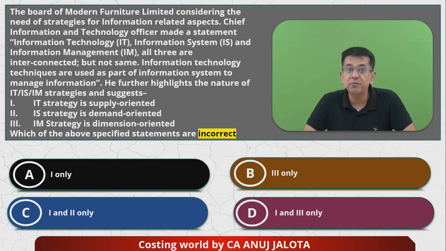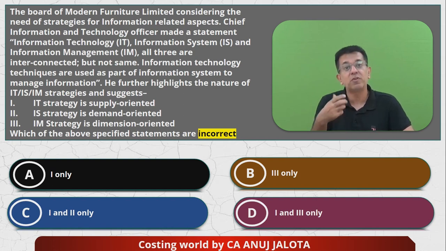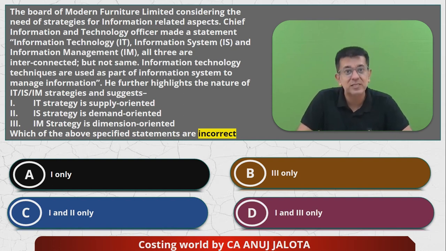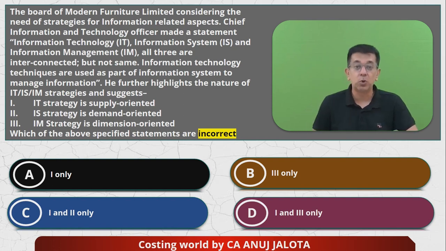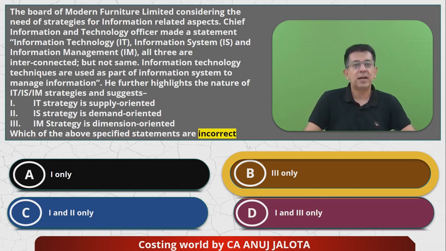So out of the four options, the first one, IT strategy is supply oriented, is perfectly correct. Whatever is there in the market, you will try to use it. IS strategy is demand oriented. Obviously, yes, based upon the needs of the consumer, we think about what we want to use. IM strategy is dimension oriented. That's wrong. It is basically relationship oriented, depending upon the role of an individual. So the answer over here should be 3, that is, 3 is incorrect. So the answer should be B over here. Yeah, that's the correct answer.